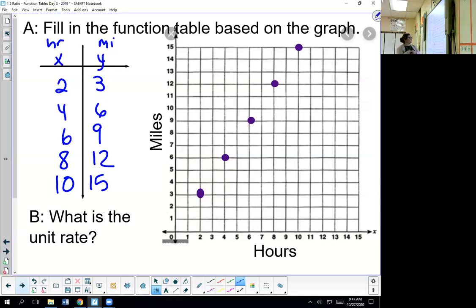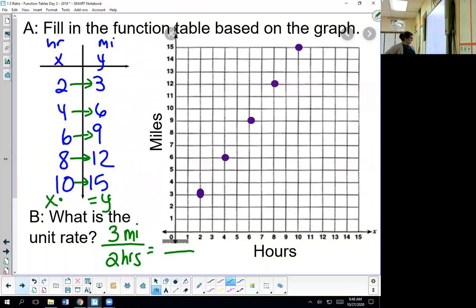Okay, now, what is the unit rate? We need to figure out how we are going from 2 to 3, 4 to 6, 6 to 9, this to this, this to this. So how am I going from my x to my y? We do miles per hour, right? Miles per hour. So 3 miles in 2 hours.